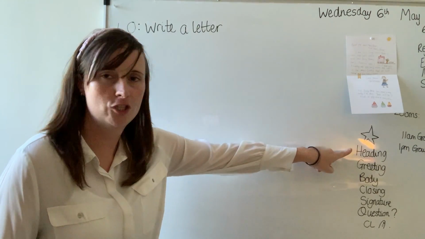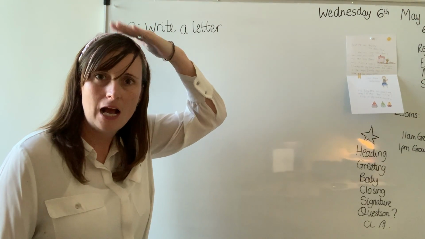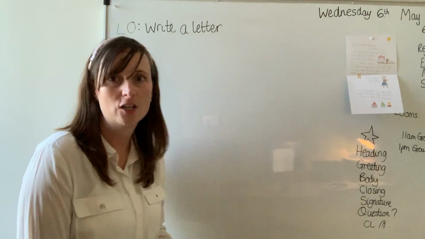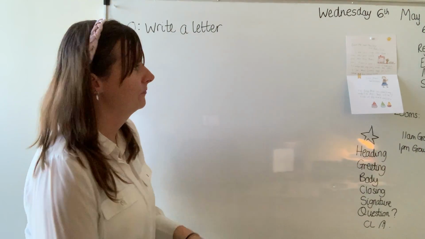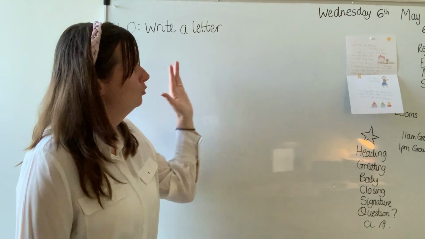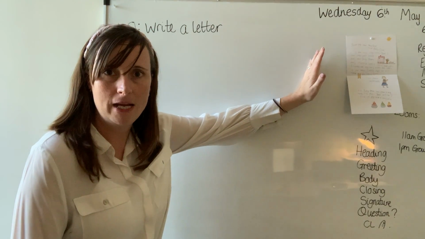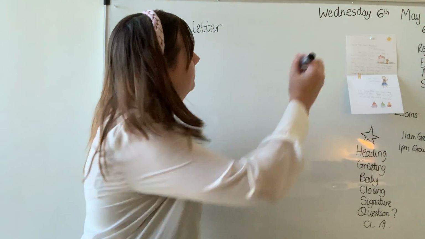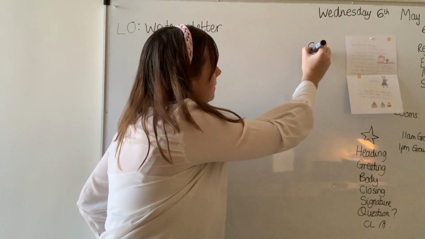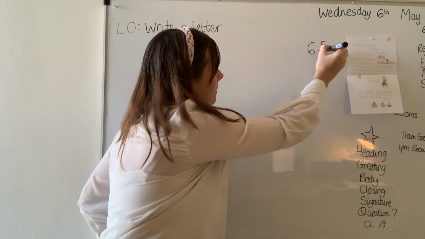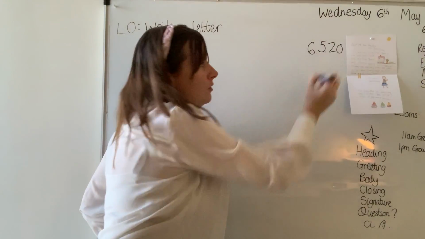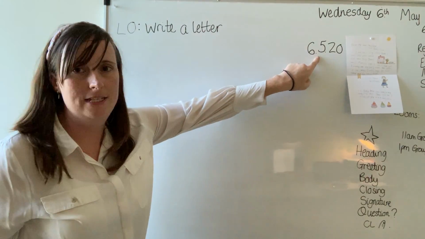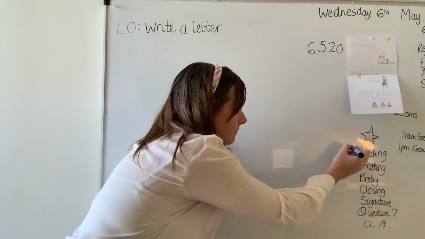Well, I need to start at the very top, at the heading. And what did we say the heading was? We could use the date, couldn't we? Because we're all friends, we don't need to write our address. Now, the heading is normally on the opposite side of the page. So I'm going to start by writing my date. I'm just going to do the short date today. 6.5.20. So I've done my heading. I can take that off.